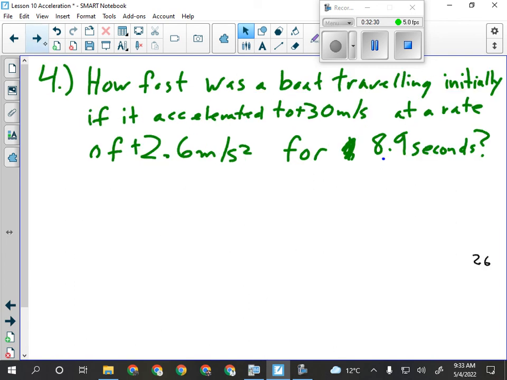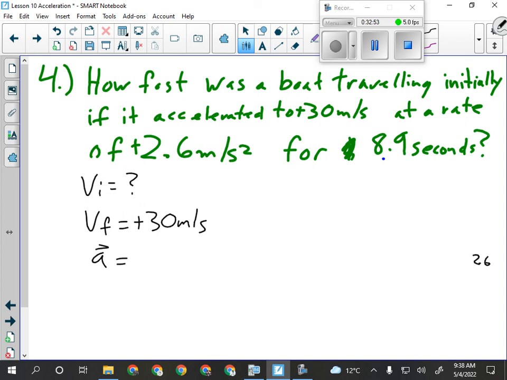Okay. This one you've got to find VI. So on this one we're looking for initial velocity. How fast was it going at the beginning? So that's our question mark. It accelerated to positive 30 meters per second. So that would be our VF. At a rate of 2.6 meters per second squared, that's positive as well, for 8.9 seconds.